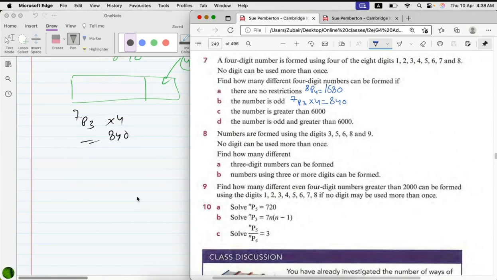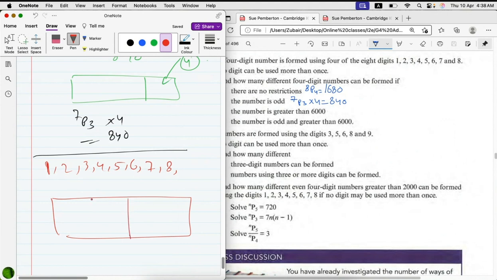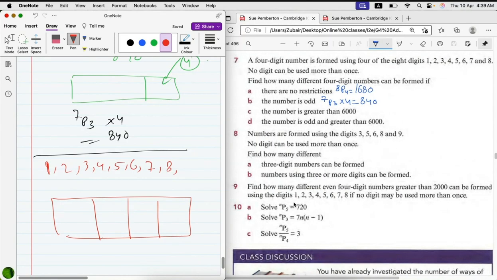Four-digit number greater than 6000. Still working? 7C. I think the answer would be 630.